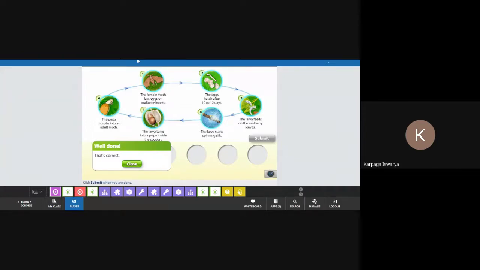So, as you know, the life cycle of a silkworm has four stages. First is the egg stage, next is the larva stage, then the pupa stage, and then comes the adult stage. Now, let me show you a small video which can tell you about the processing. Okay. So before moving into the video, I have something interesting for you.